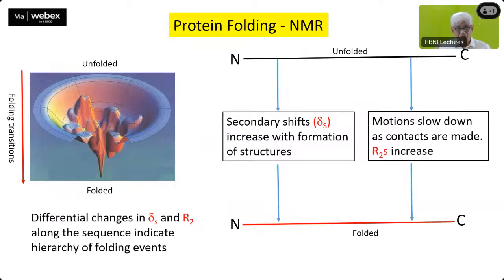Now, how do we use NMR for this? So protein folding is generally described in this picture. This is the way they fold. I should have put it like this, it's not readable the way it is. This is the folding transition. So this is the unfolded state. The top is the unfolded state, and the bottom is the folded state or the native state.